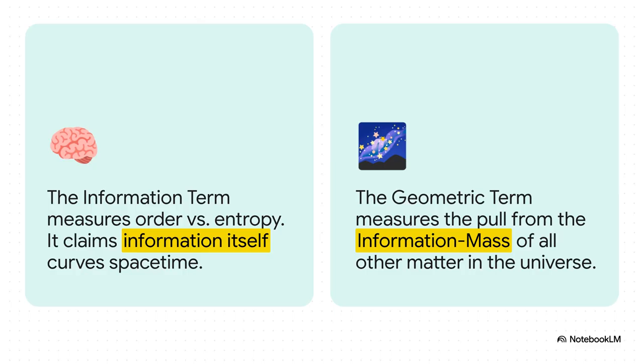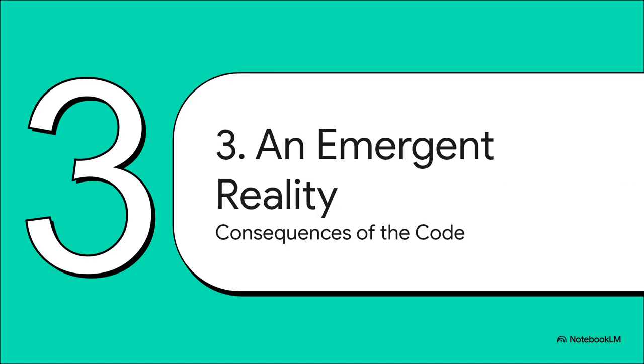Now, on the right, you have the geometric term. This looks a bit more familiar. It's the pull from what the theory calls the information mass of everything else. But here's the kicker. The model says these 2 are just different ways of saying the same thing. An object follows a geometric curve through space because it's also trying to find a state of maximum informational order. All right, so those are the rules of the game. What kind of universe do they actually build?